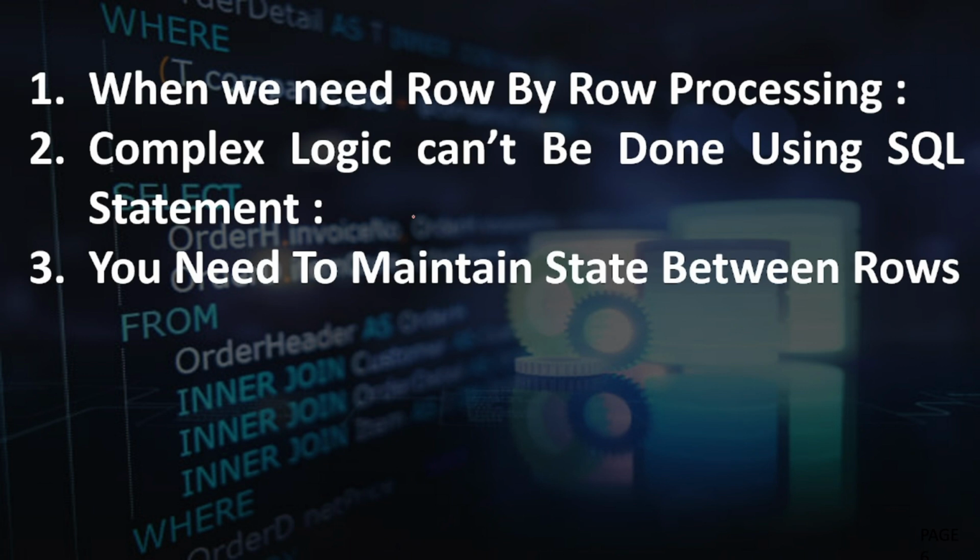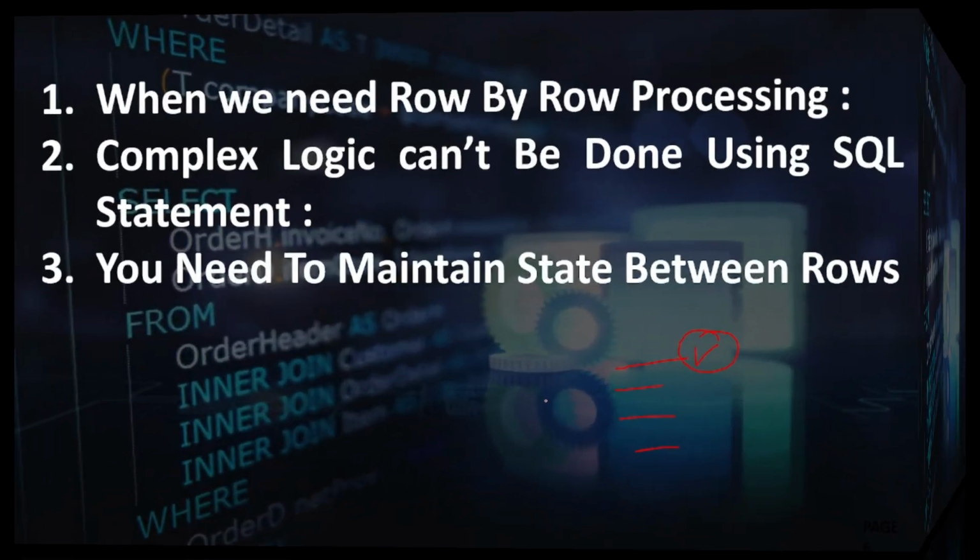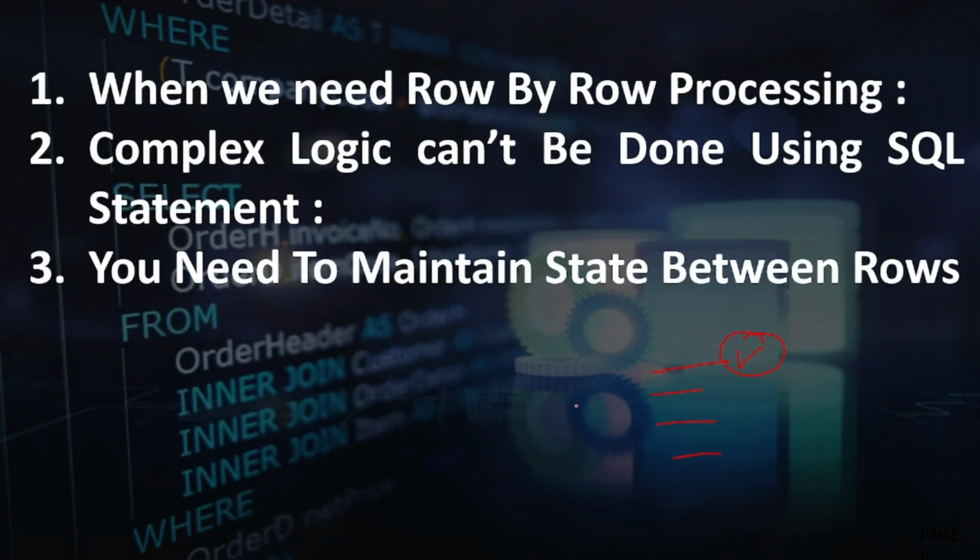If you need to maintain state between the rows, let's say you wanted to get some information of the previous row and wanted to implement something in the next row. Let's say there are 5 rows and you read the first row, but the second row calculation which you want to do depends upon the value of the first row. So in that way, we can send the values from one row to another if we are using a cursor. So these could be the three basic reasons why we need cursors.